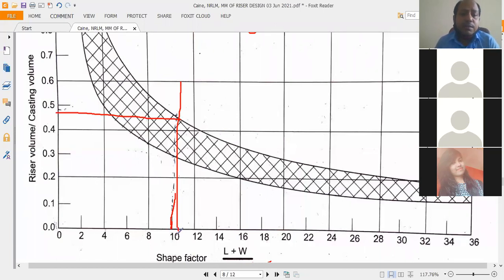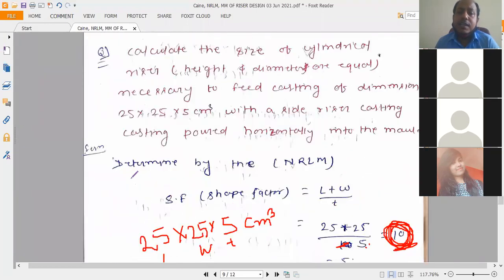So now if we take a perpendicular line along the 10 and one perpendicular line along the y-axis, then we can find it will be above 0.45 and below 0.5. So it will be 0.46, 0.47, 0.48, or 0.49, we can take.